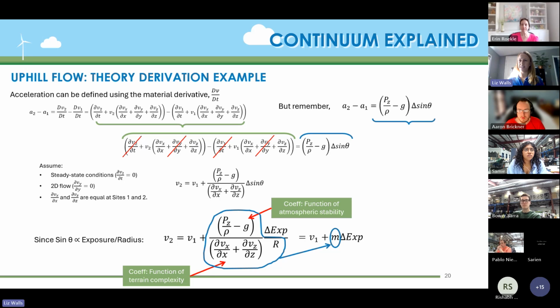So what we just did here is that we showed that, yes, it makes sense that there's this linear relationship between exposure and wind speed in nature. Now we understand why. It has to do with conservation of momentum when you have sites that are similar. It's just changing the terrain. It's just the change in the terrain, upwind and downwind, and how that's affecting the momentum.